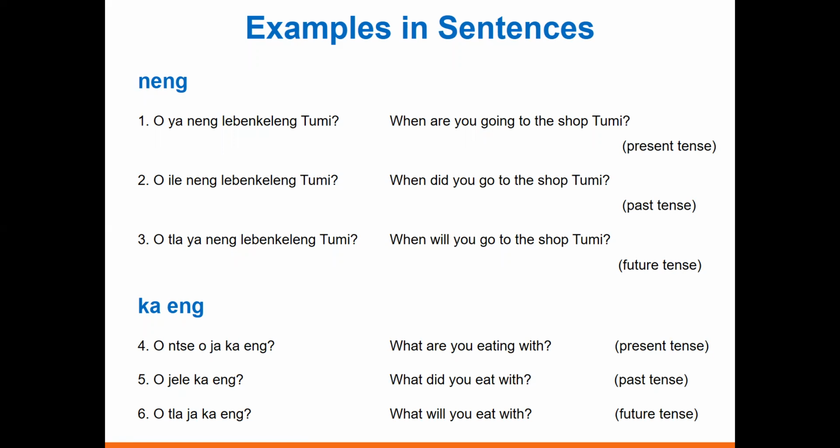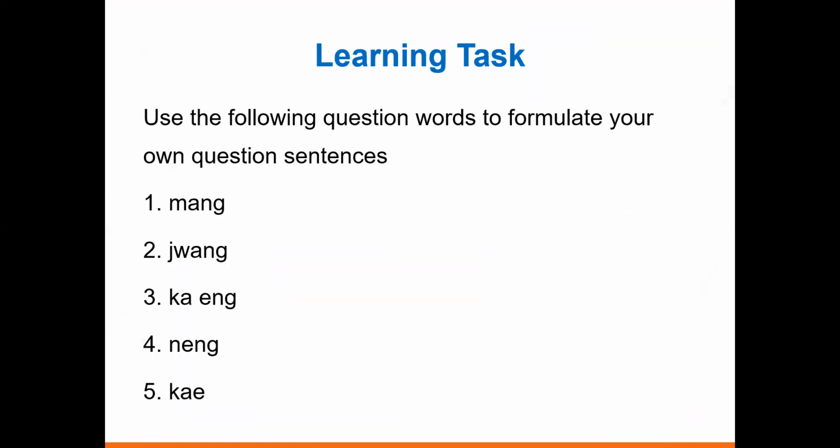Ka eng, in this example, means with what. O ja ka eng, o jele ka eng, o tla ja ka eng. So again, in this particular example, the verb itself is the one that undergoes the morphemic change and not necessarily the question word in the sentence. So I want you to use the following question words to formulate your own sentences in Sesotho and refer to the structure in the previous examples to create your own.